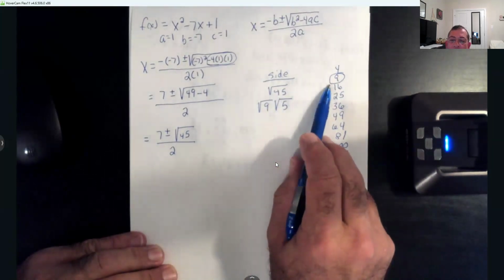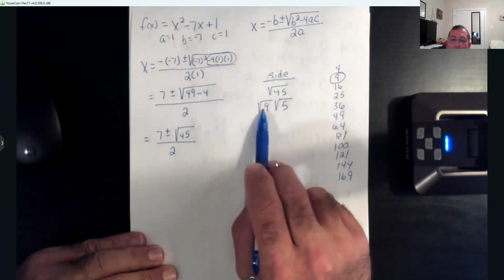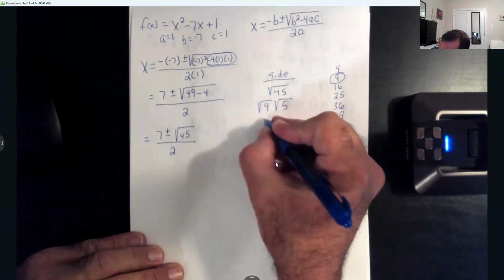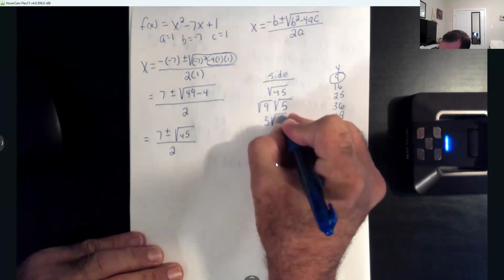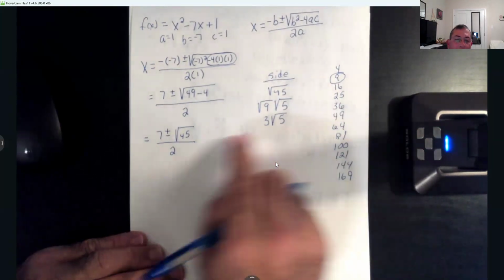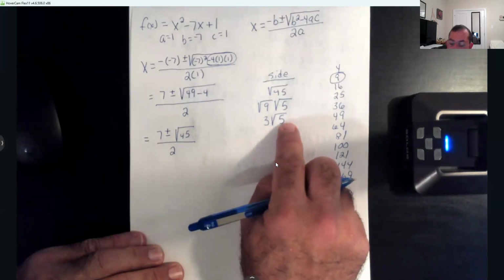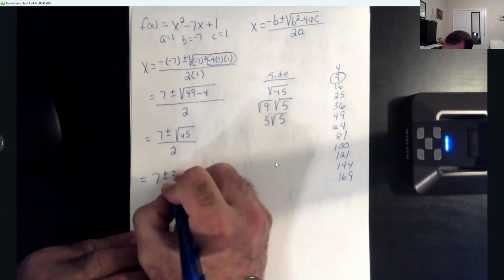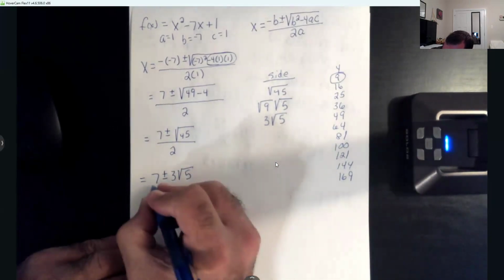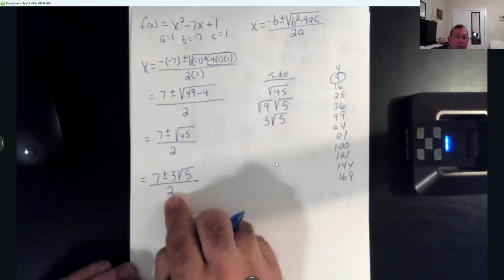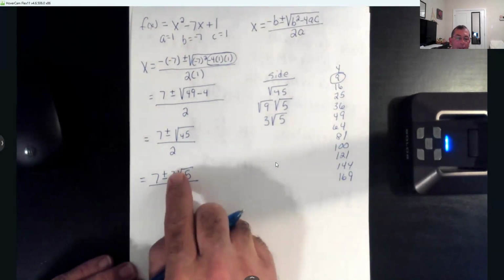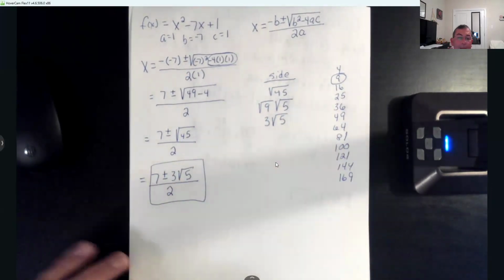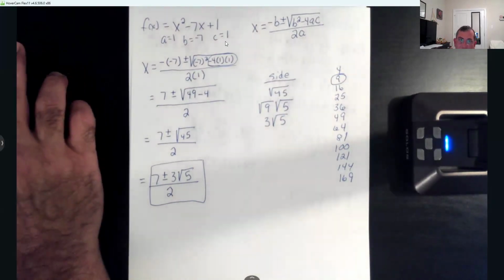Okay? So, why did we pick 9? Because 9 has a square root. The square root of 9 is 3, and then bring down my square root of 5. So replace the square root of 45 with this. I get 7 plus or minus 3 square root of 5 all over 2. And y'all, since the 7 and 3 won't divide by the 2, that's going to be your final answer.